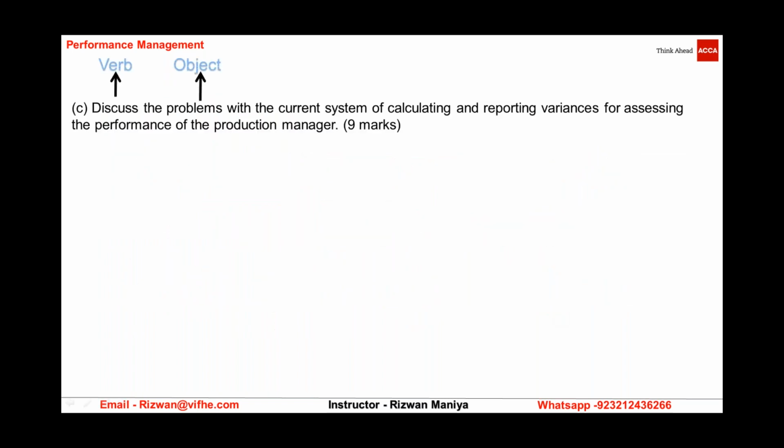This is the question. So, what is the examinable verb? Yesterday, I did introduce verbs and objects. What is the verb? The verb is discuss. What is the object? The object is problem. But what problem? Problem with the current system of what? Calculation and reporting variances. This is the object.